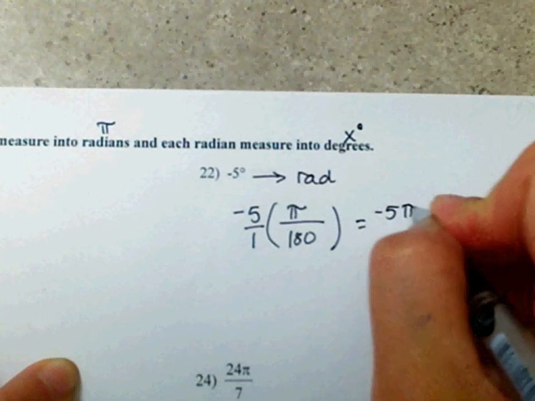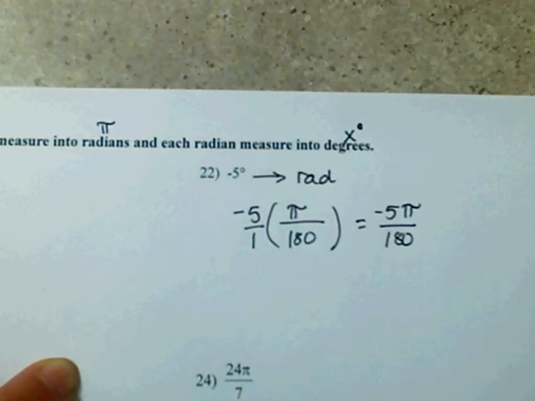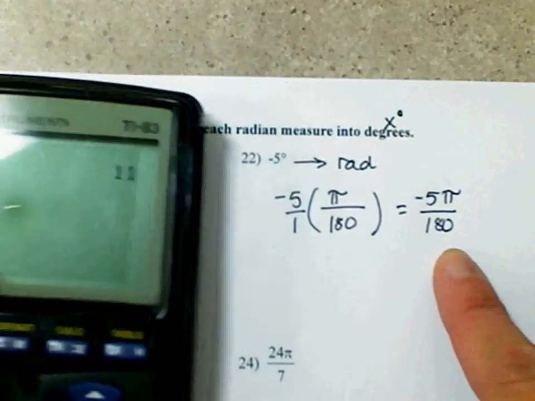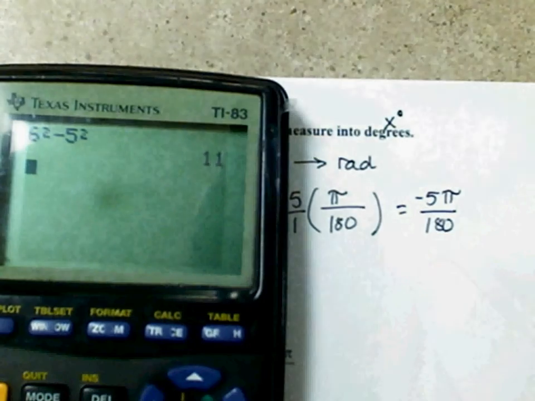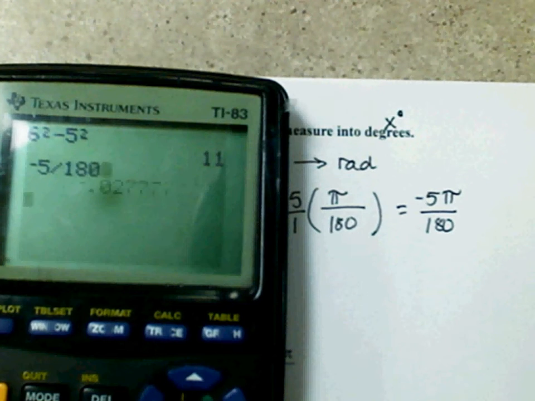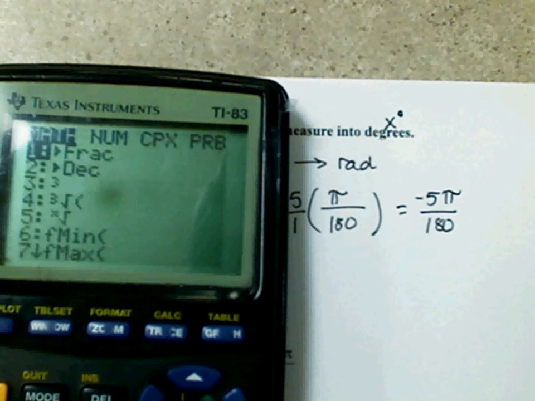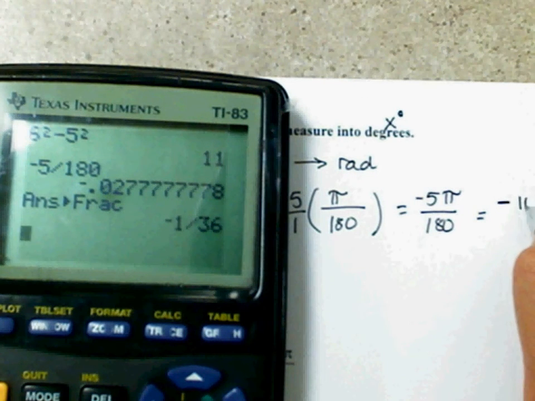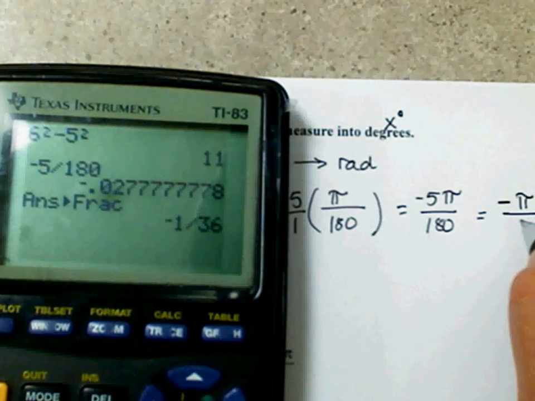Now, you could simplify this in your head, or you can use your calculator. So -5 divided by 180 gives you a decimal. You hit math frac, it will convert it for you. This is the same thing as -1 pi, which you don't have to write the 1, over 36. Okay, -pi over 36.